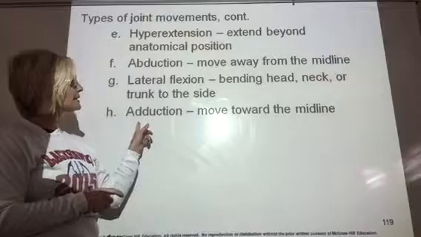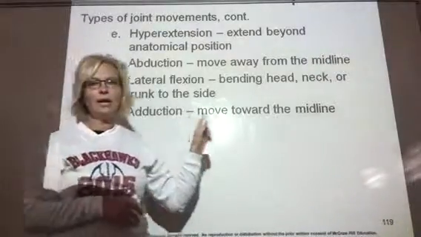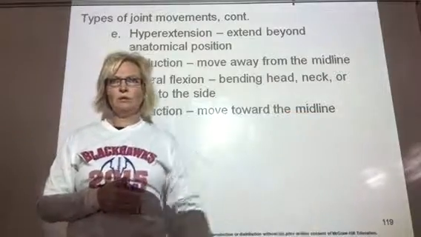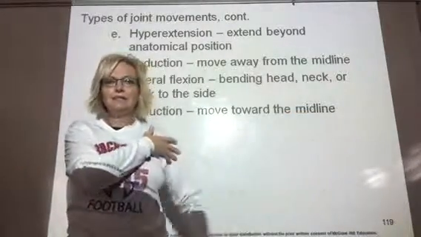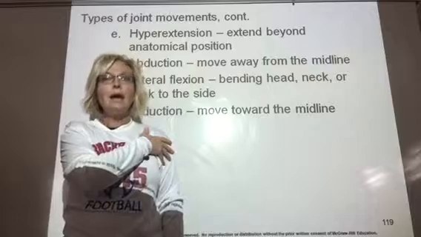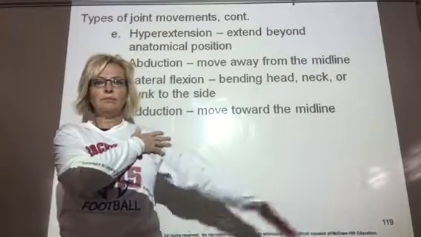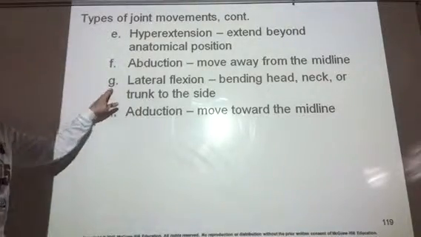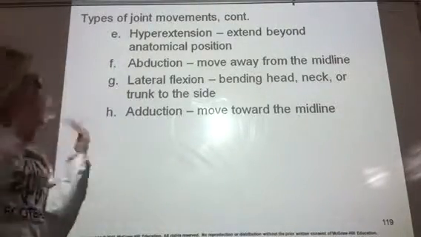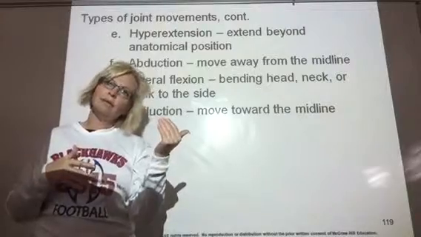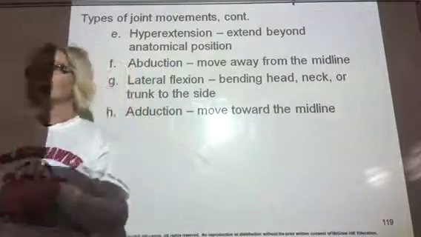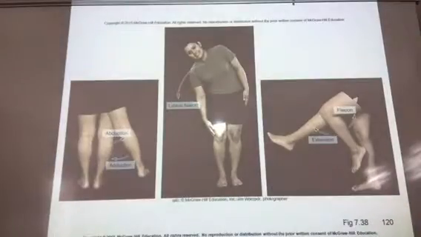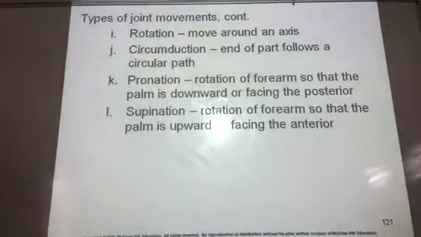Abduction and adduction. Add, you're adding it to your body. So adduction would be bringing a joint closer. So I'm adding this to my body. Abduction, away, I'm going to bring it away from the body. And then lateral flexion is bending something to the side. So if I bend my head to the side, that would be a lateral flexion. And these pictures are in your book. You can look at those.